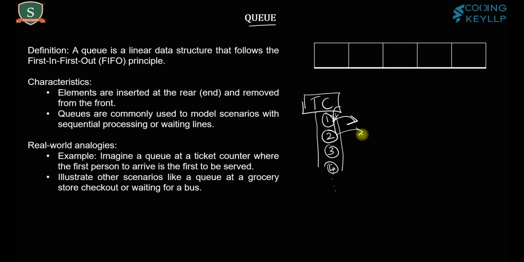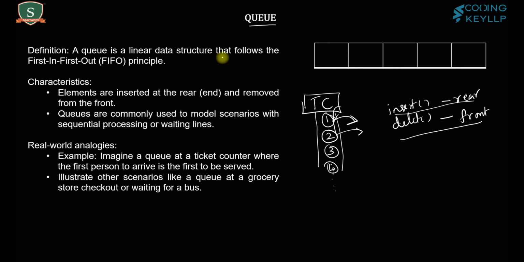That means here there are two things that we are doing: inserting and deleting. How are we doing inserting and deleting? Insertion is happening at the rear end. Rear end means the back side. Deleting is happening at the front side. The queue data structure also works on the same principle.